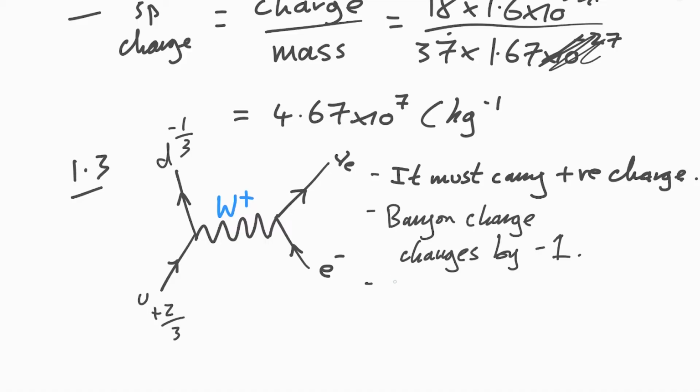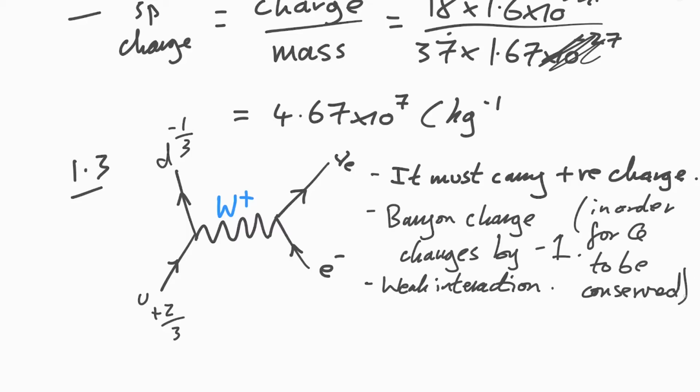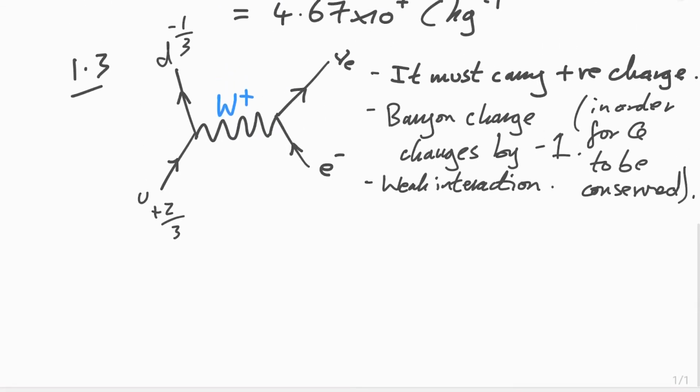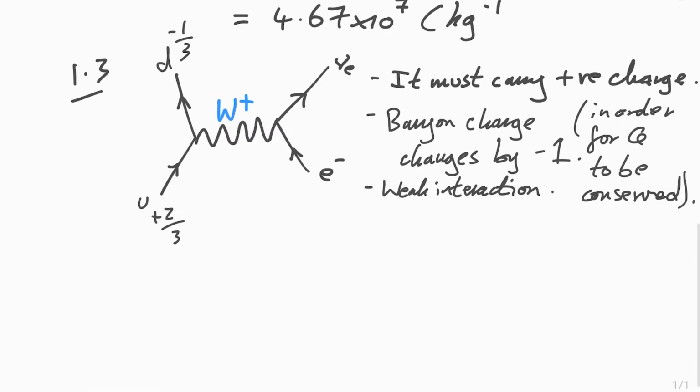What else could we say? We could say weak interaction, as leptons are involved. If it's strong, it can't have leptons. And of course, these two here in order for charge to be conserved. Oh, good writing. Look, it's been a while since I've written anything, all right? Give me a break.